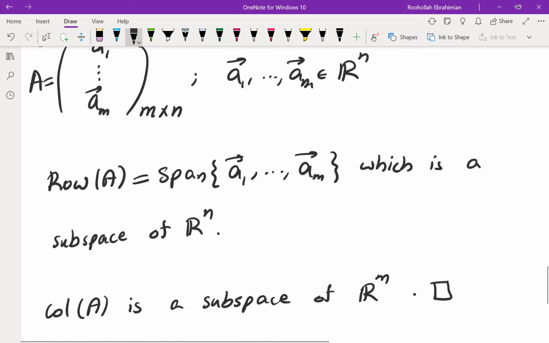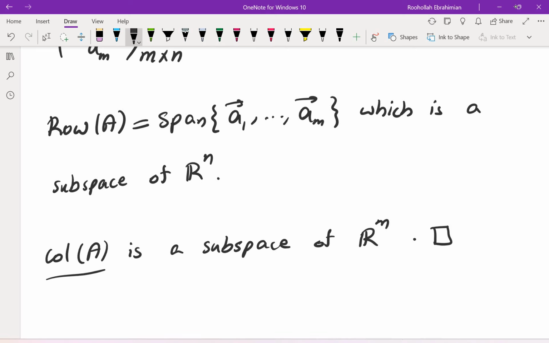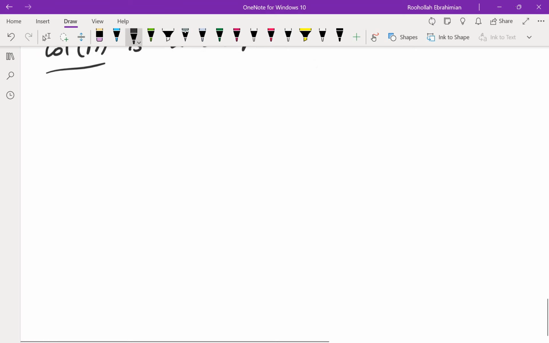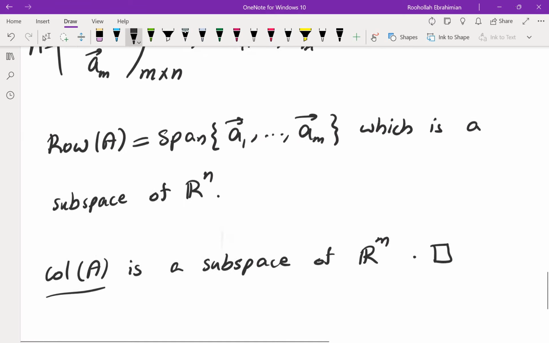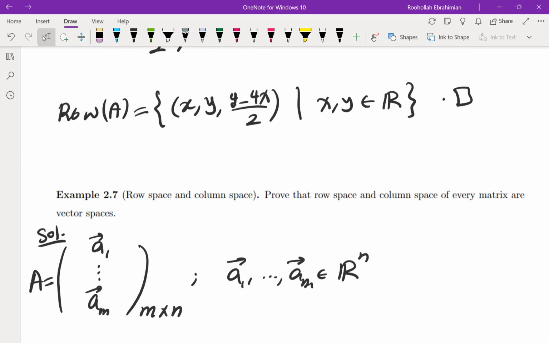So that completes the proof. This part is very similar to the other part. Okay, so these were some examples about subspaces, very important examples, and we'll come back to these quite a bit. So I will see you in the next video.